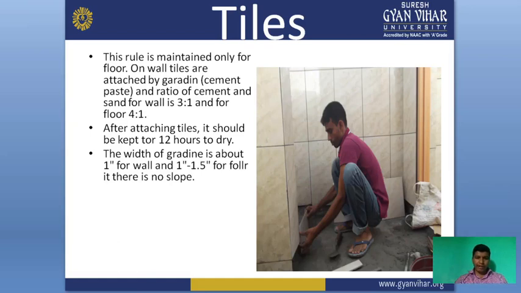On walls, tiles are attached by cement paste, and the ratio of cement and sand for a wall is 3 to 1, means 3 bags of sand and 1 bag of cement, and for the floor it is 4 to 1. This rule is not maintained, but it is also applied for floors. After attaching tile, it should be kept for 12 hours, means when we fix the tile, it should be kept for 12 hours for drying. The width of the grout line is about 1 inch for wall and 1 into 1.5 for floor if there is no slope.